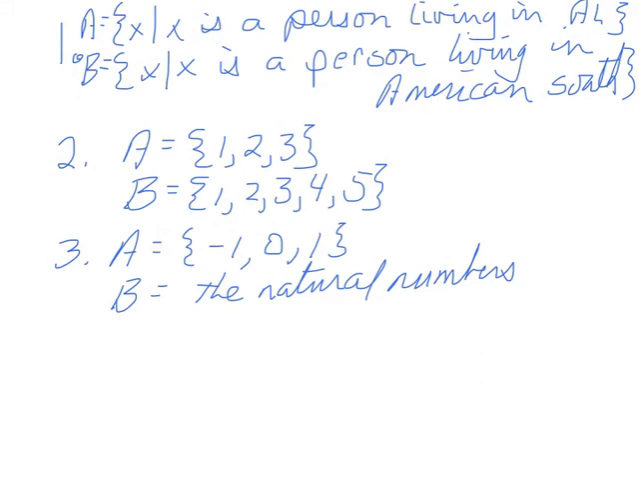So here's a few quick examples. Let's look at number 1 up above. Set A is the set of all X such that X is a person living in Alabama, and B is the set of all X such that X is a person living in the American South. So question, how does A compare to B? Is it a subset? Is it not a subset? Is it a proper subset?